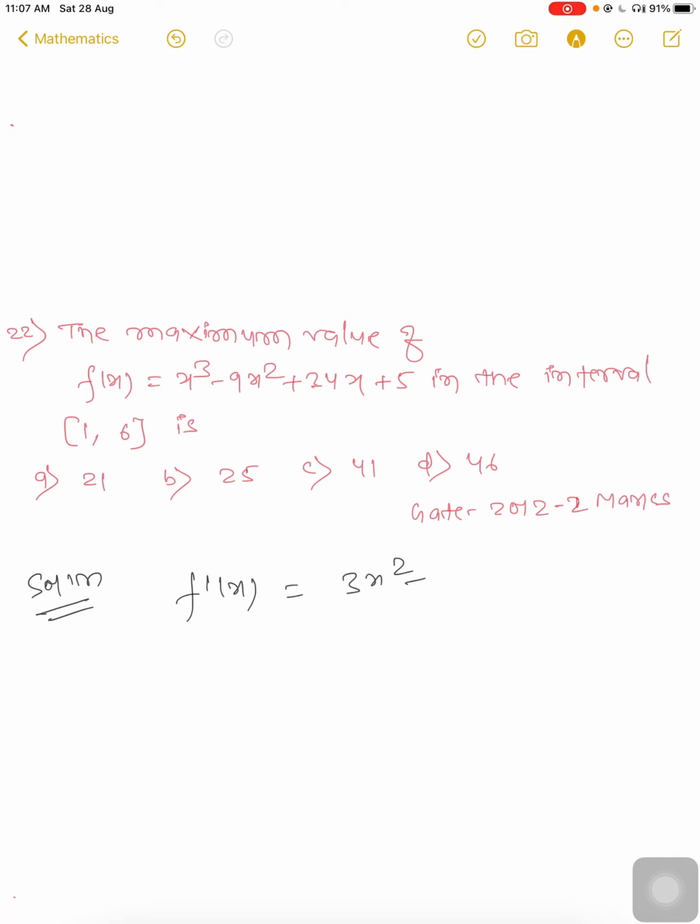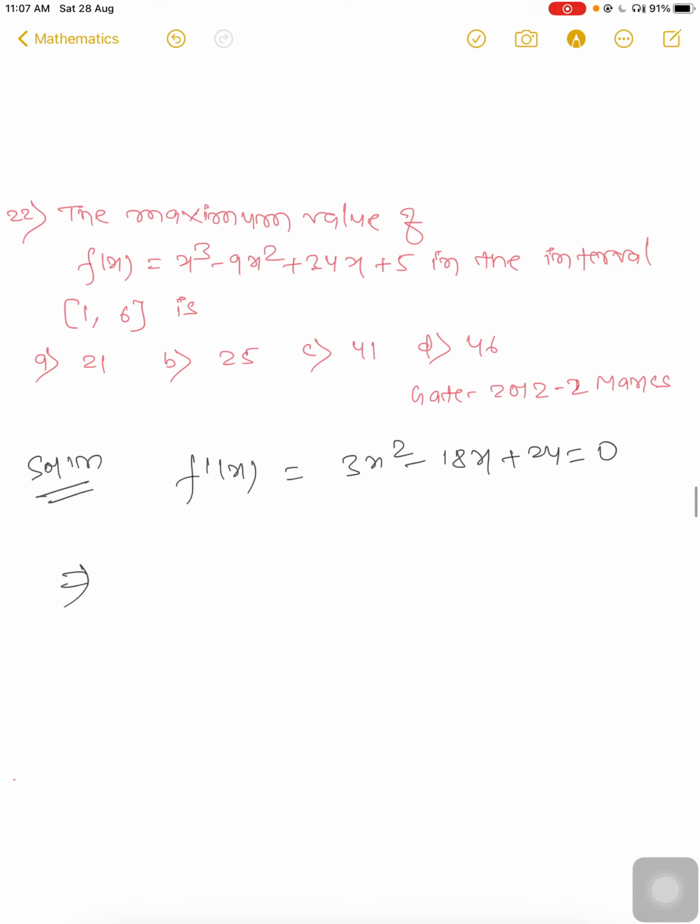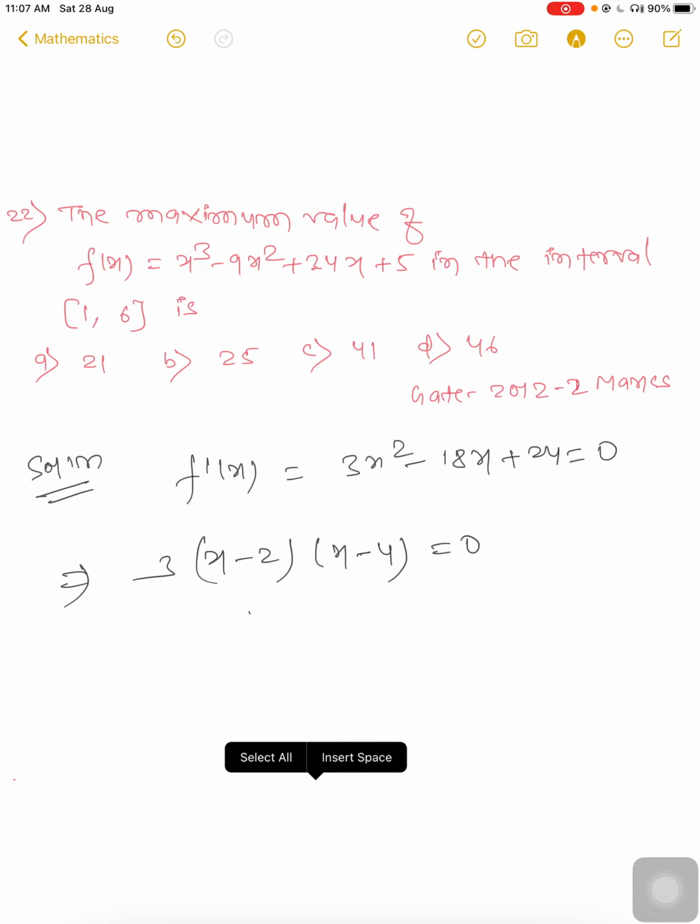First f'(x): 3x² minus 18x plus 24 is equal to 0. When you take 3 common, you will get the factors: x is equal to minus 2 and x is equal to minus 4, and the 3 multiplication. So x is equal to 2 and 4.